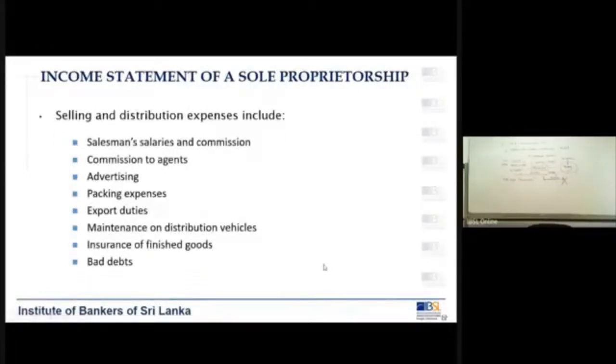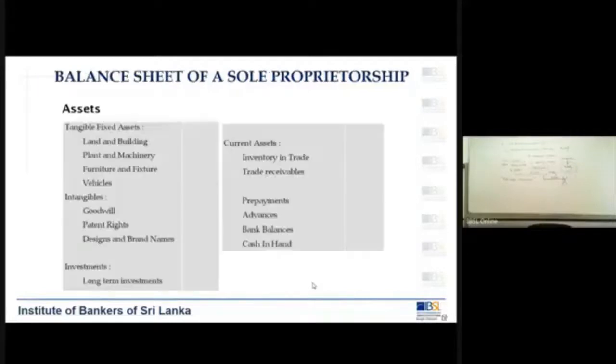So this is, again, on the items that are appearing under selling and distribution. So you know how each of these items will appear in your financial statement. Okay. So let's now get on to the next financial statement, which is the balance sheet of a sole proprietorship.